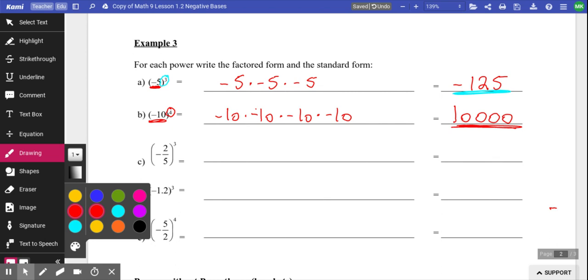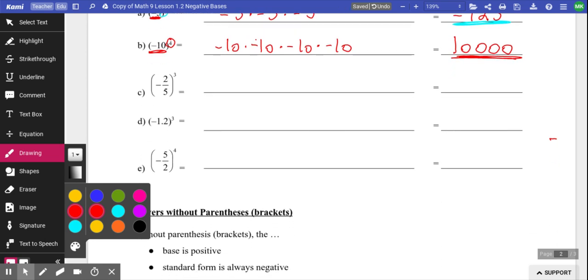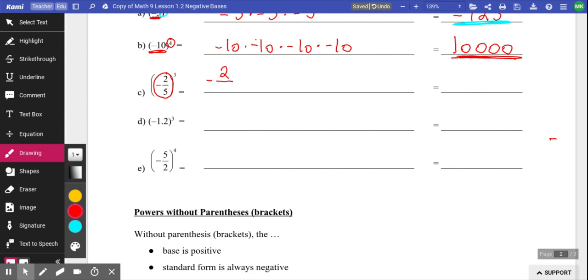Awesome. The next three are a little bit trickier. Writing in factored form might not be quite as tricky, but calculating it is hard. We'll write the factored form for you. So the factored form would be taking your base, in our case negative 2 over 5. It's that entire thing. That means I have negative 2 over 5 times negative 2 over 5 times negative 2 over 5.